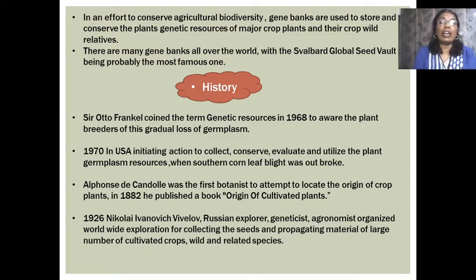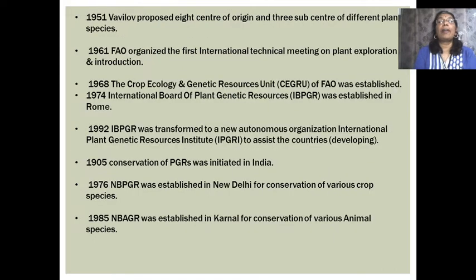In 1926, Nikolai Ivanovich Vavilov, a Russian explorer, geneticist and agronomist, organized a worldwide exploration for collecting the seeds and propagating material of a large number of cultivated crops, wild and related species. Then in 1951, the scientist proposed 8 centers of origin and 3 subcenters of different plant species, and the name of that scientist is none other than Vavilov.